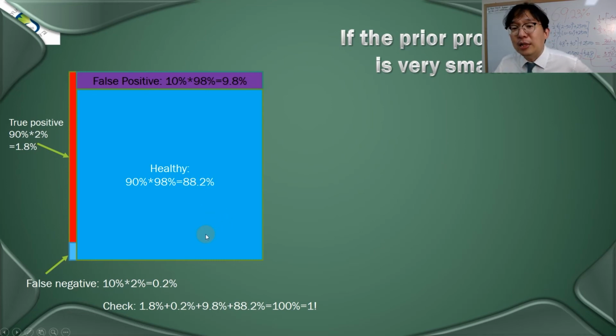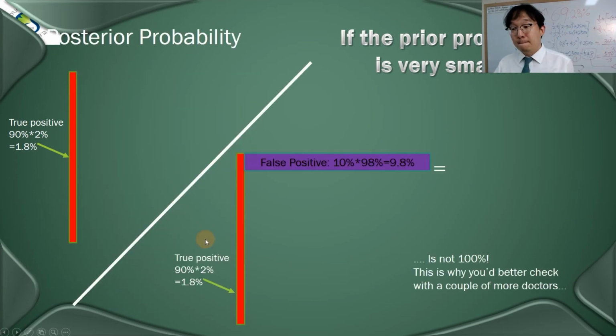Now, what's the posterior probability that I really have cancer, given that the doctor said, you're screwed? Oh no, I'm sorry, okay? That's this, divided by, right? Red divided by red and purple. That's 1.8% over 1.8 plus 9.8. So 1.8 plus 9.8, that must be 11.6%. Is that right? Yeah, so 11.6 and then 1.8.